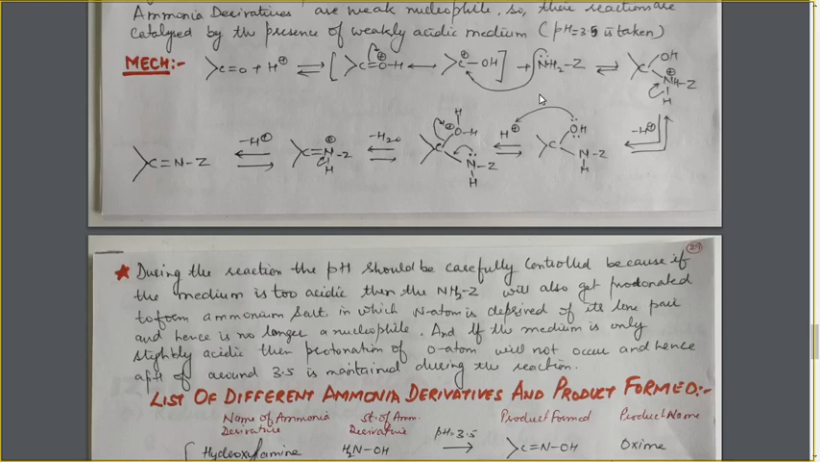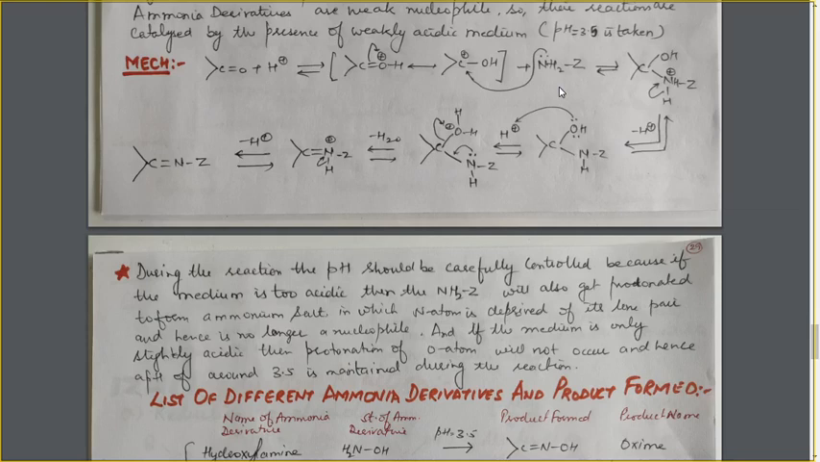They are having the lone pair of electrons on the nitrogen atom. And because of this lone pair, these ammonia derivatives are Lewis bases, or we can say Bronsted bases. They can accept the H positive ion, so they are proton acceptors.